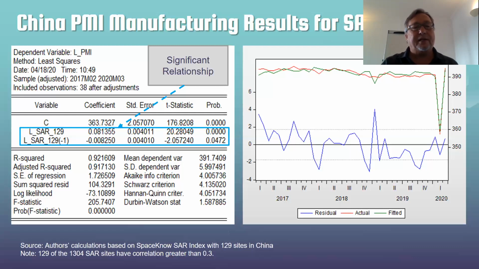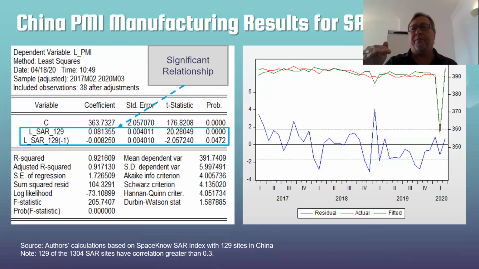And we can see that the standard error of the regression is about 1.7. So you can see that it fits the downward movement in activity in the PMI during the lockdown quite well, as well as the subsequent rebound afterwards in the PMI.